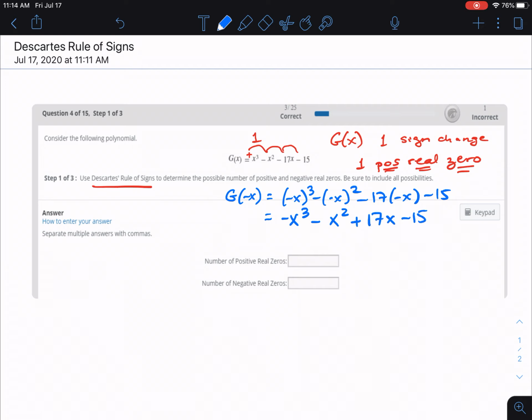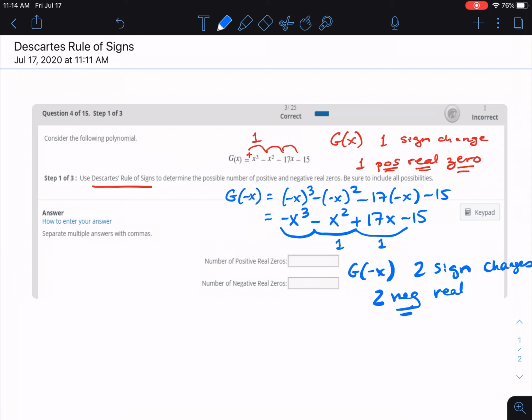So now let's examine the sign changes. Negative to negative is not a sign change. Negative to positive is one sign change, and positive to negative is another sign change. So in g of negative x, we find two sign changes. And therefore, if we have our real zeros, then we should have two negative real zeros, or zero negative real zeros.